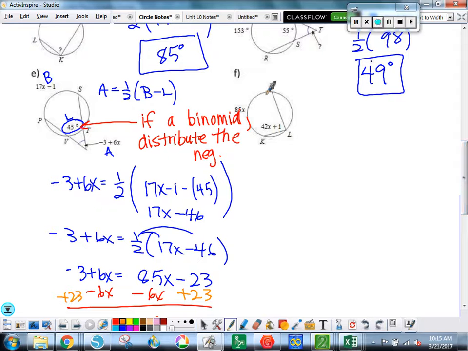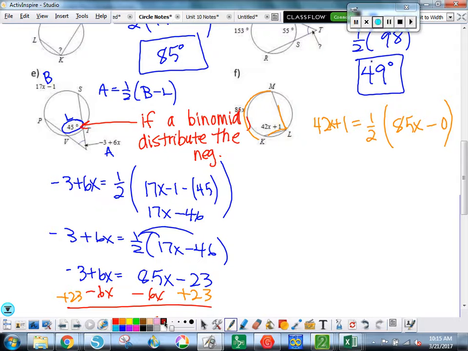Okay, this is the arc. This is the angle. So if we were to set it up, it's going to be the angle, 42x plus 1, equals 1/2 of the big arc minus the little arc. Any questions with how we set up this equation? The angle, which actually ends up being on the circle this time, which is why there's no little arc, equals 1/2 of the big minus the little.